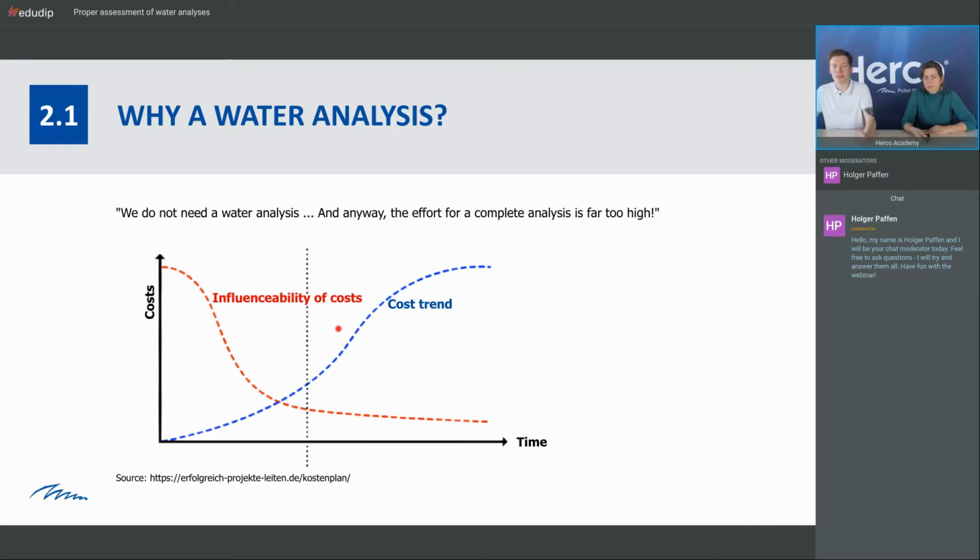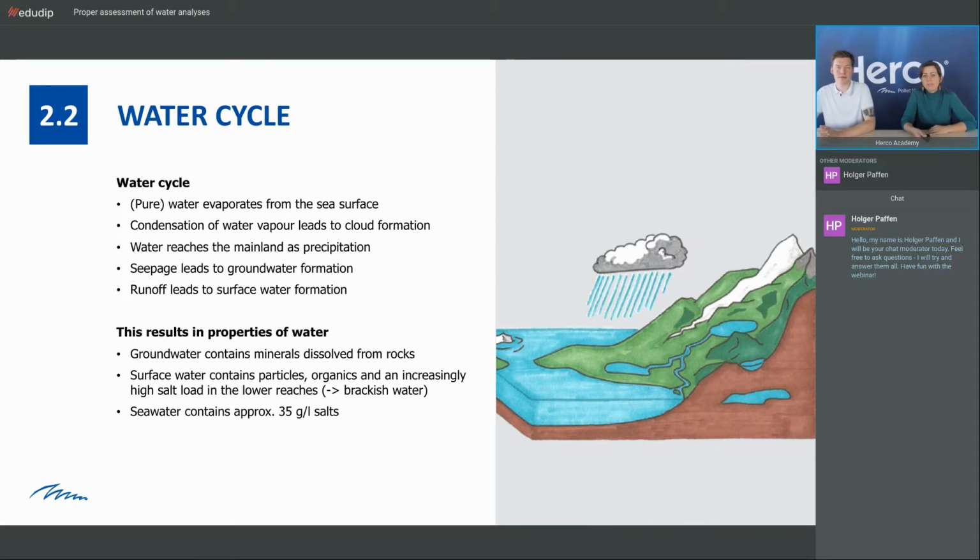And this is the reason why we invest like 500 to 1,000 euro for the water analysis in the beginning, and in the long term the cost will decrease. Exactly, because if you have to implement something later, of course that will be more costly than to do it right away. Absolutely, yes.